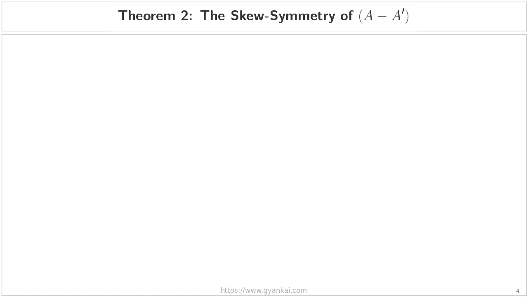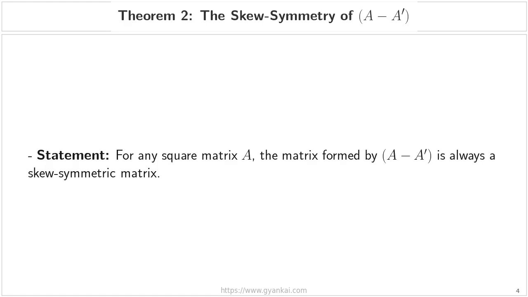Theorem 2, the skew-symmetry of A minus A transpose. Now that we have established the symmetry of the sum of a matrix and its transpose, let us move on to Theorem 2, which explores the difference between the two. The statement for this theorem is that for any square matrix A, the matrix formed by subtracting its transpose from the original matrix, that is, A minus A transpose, is always a skew-symmetric matrix.